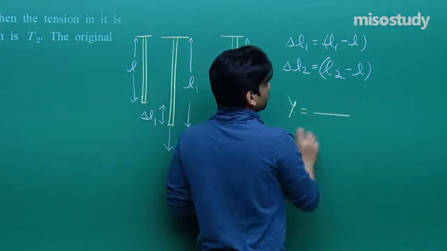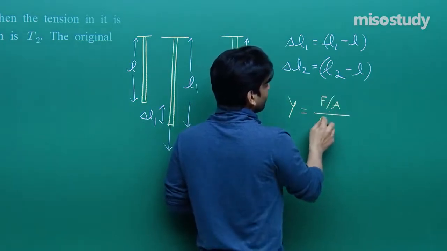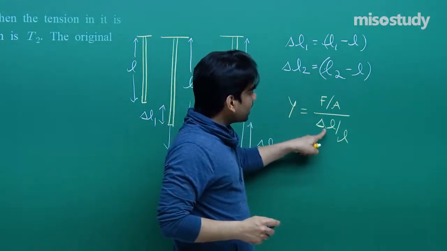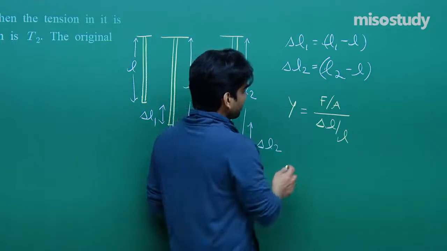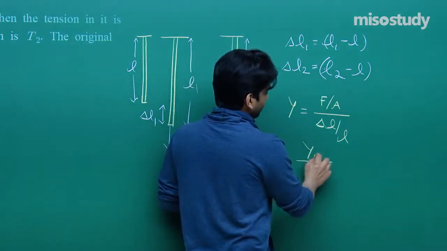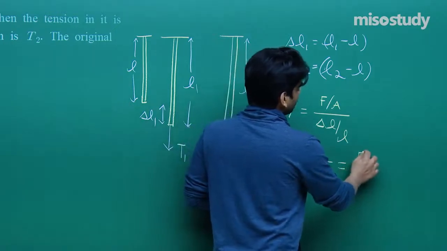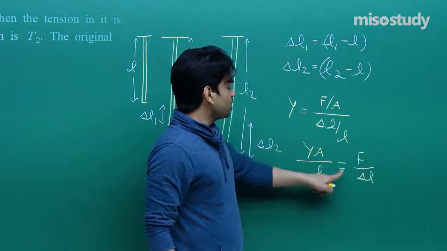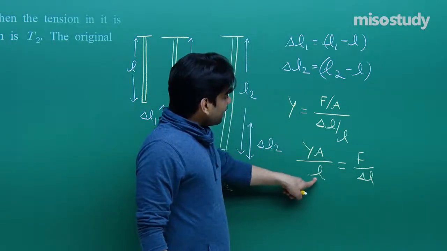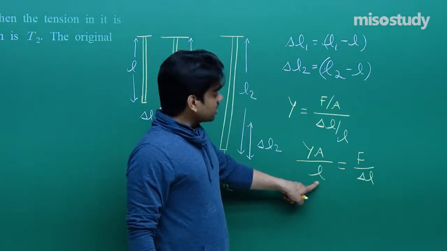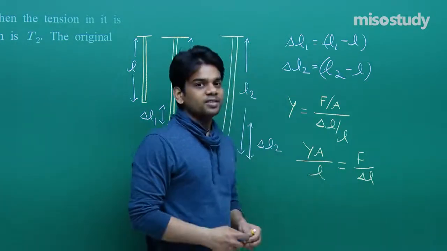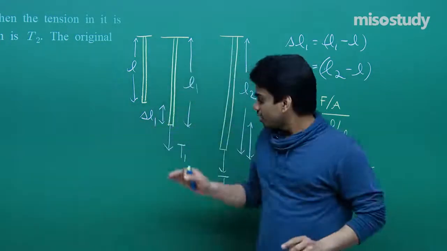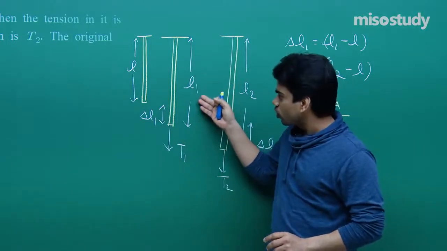We know that Y is equal to load divided by area, over delta L by L. Load and length are what have been given. So if we write, Y A by L is equal to F by delta L, where L is the original length. You see here Y A by L is equal to F by delta L. You can apply that same formula for the second case also.